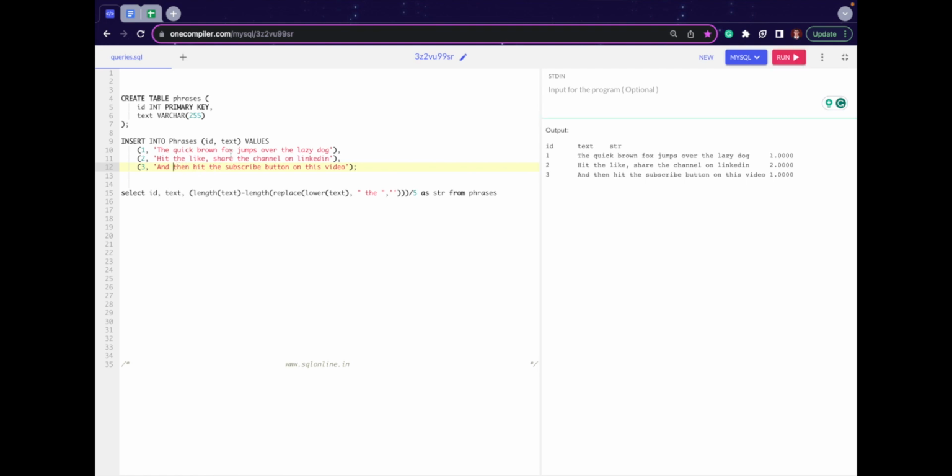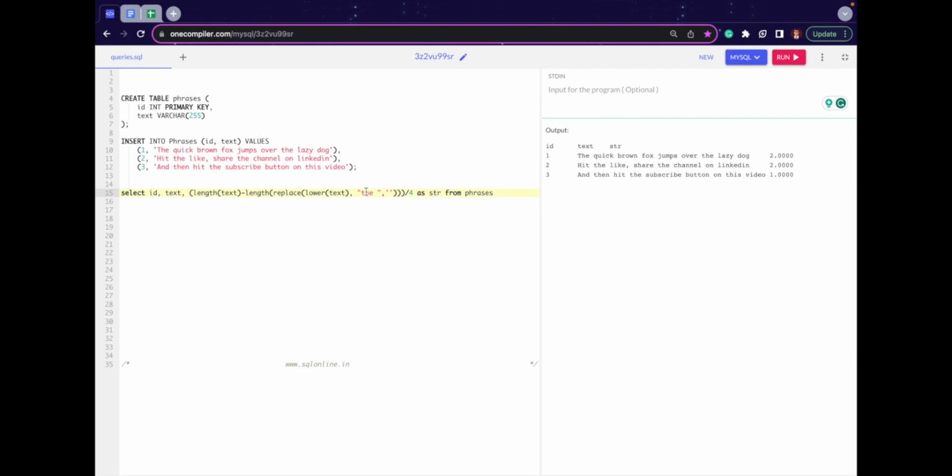So let me run this. 1, 2 and 1. But what happened here? This one here is not preceded by a space and that's the reason it's not taken into consideration. So let's remove the preceding space and divide by 4. So it's 2, 2 and 1. So this is how you solve it.